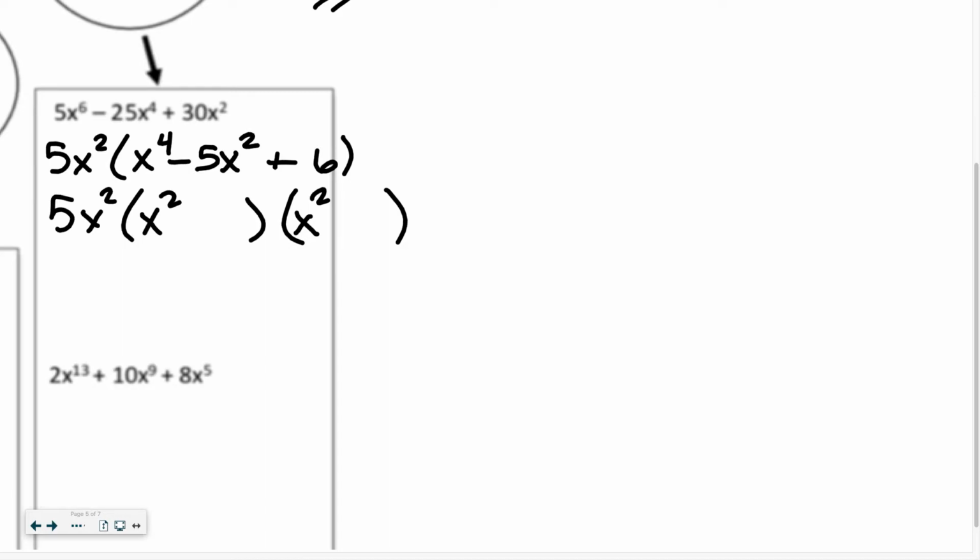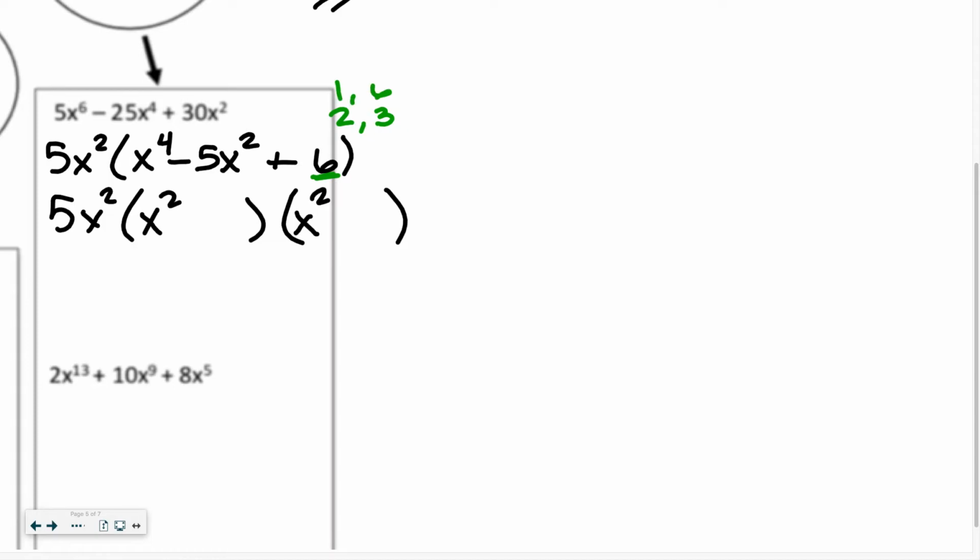Okay. And I'm checking as I'm guessing these things, like x squared times x squared would give me x to the 4th, right? So that part checks out. And then I go to this last number, 6. What are some factors of 6 that you know? 2 and 3, anything else?